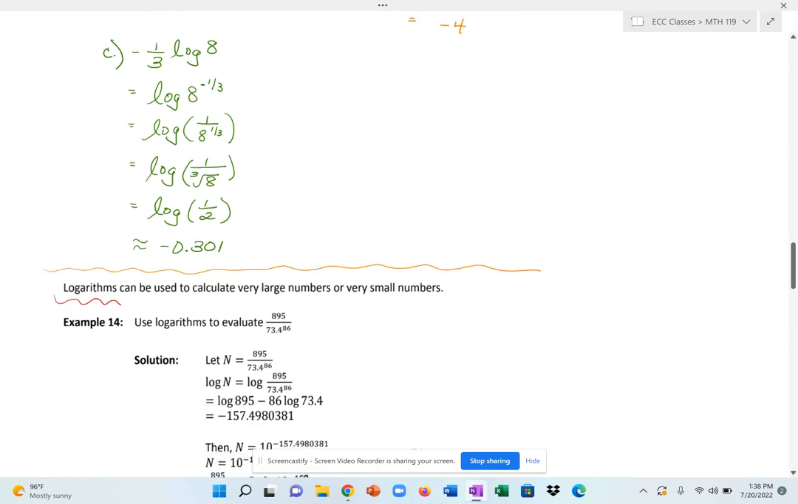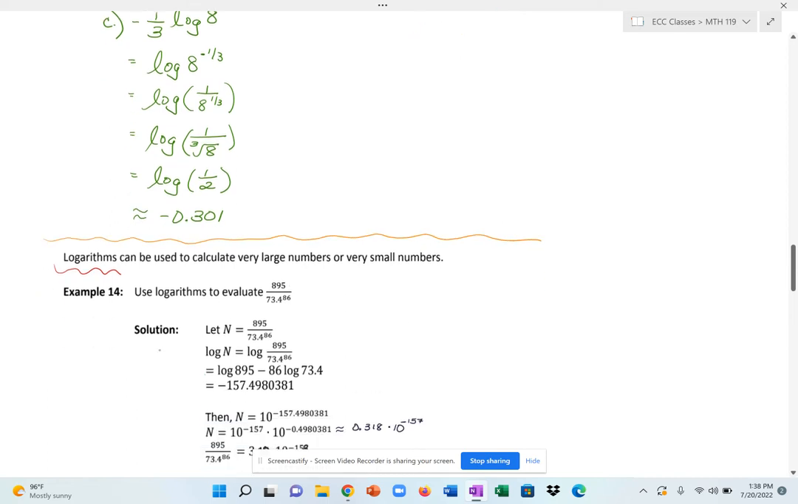So we use logarithms, and I'm going to use common logs. So I take the log, I'm going to let n equal the original number, and I'm going to take the log of both sides of the equation. So I have the log of n equals the log of 895 over 73.4 to the 86th. The right side gets manipulated by using your logarithmic laws. I use the quotient law and the power law. So I have the common log of 895 minus 86 times the common log of 73.4.